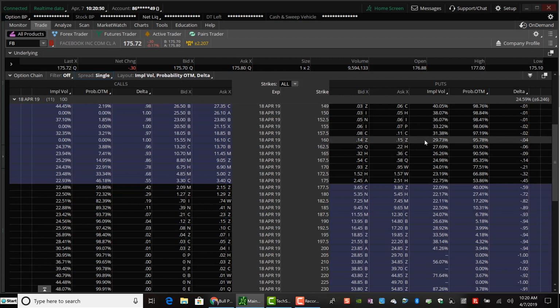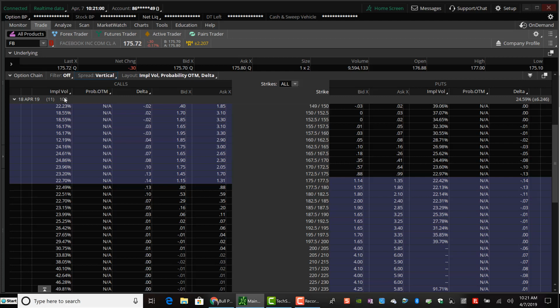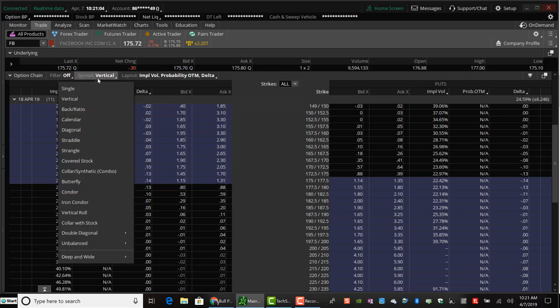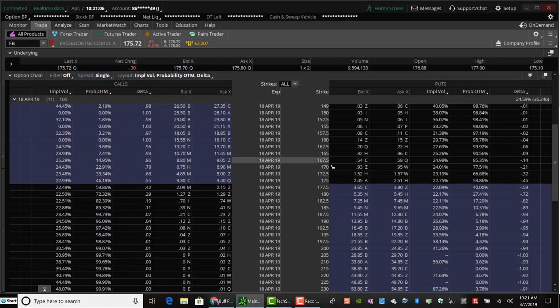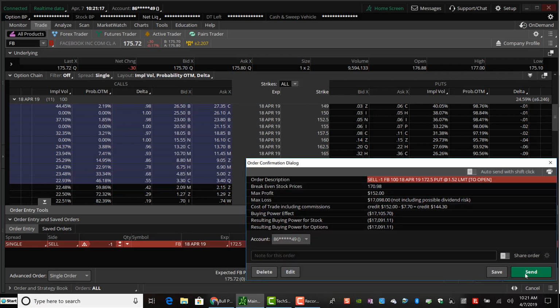So looking at these probabilities, you put the probabilities in your favor when you are selling a put to take in credit. Now when we set it up as a vertical spread, you're limiting your exposure, because if you just did a single, you sold this 172.50, saying the price is going to stay above, but what if it doesn't? What if it goes against you?